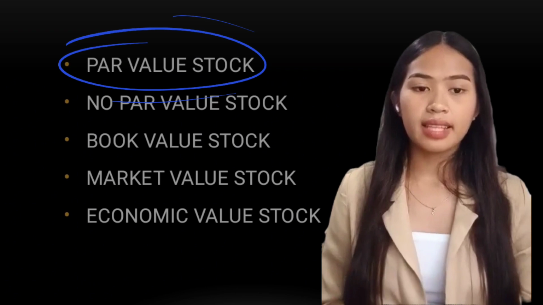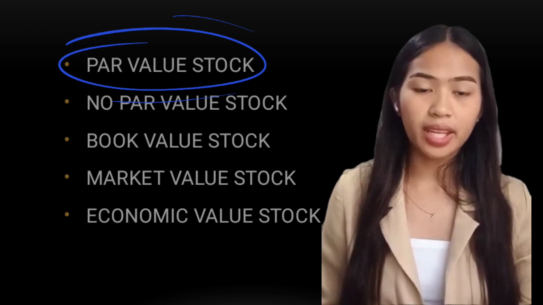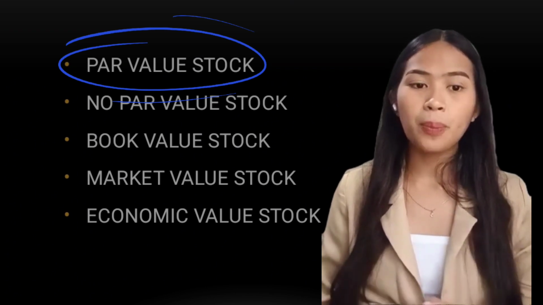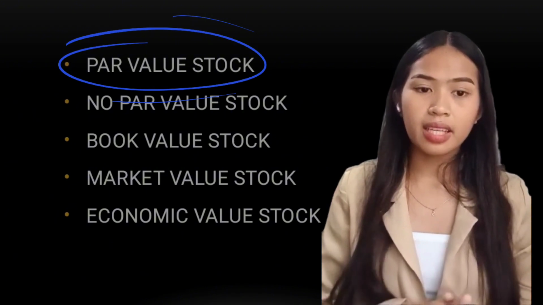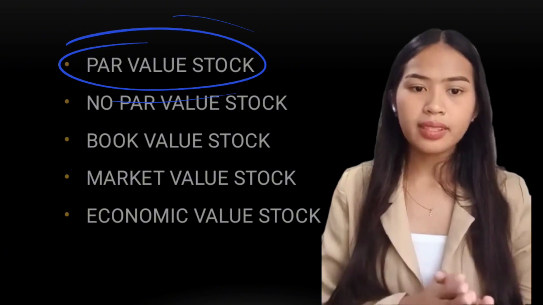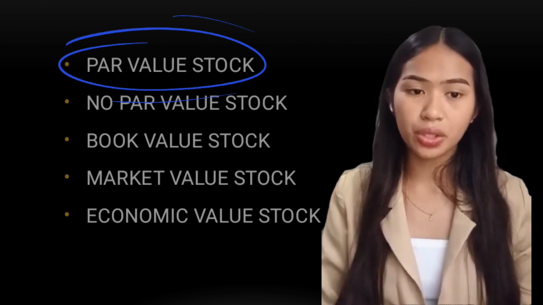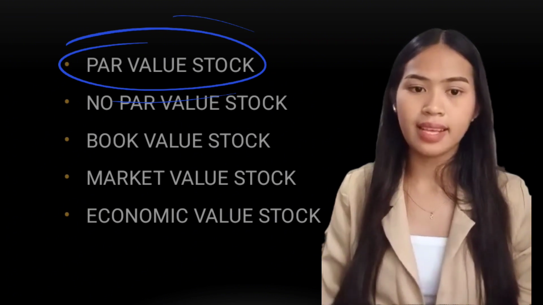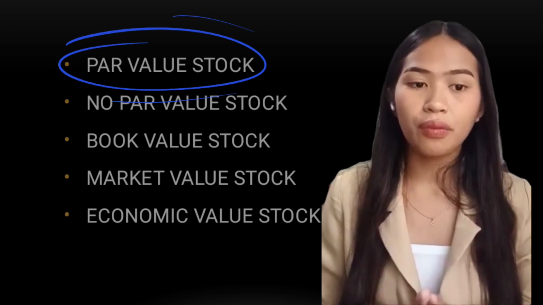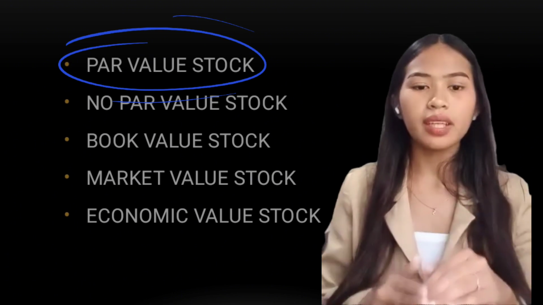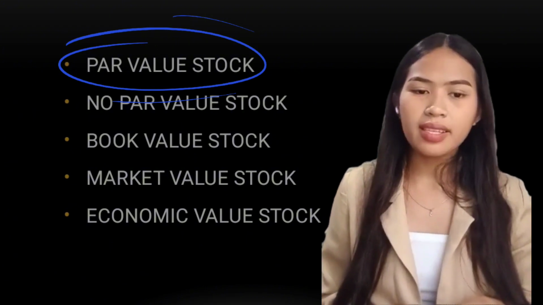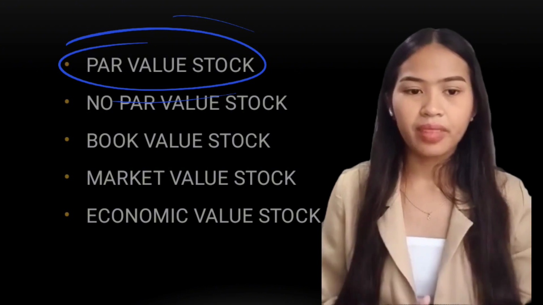Par value stock is like the price tag on a piece of clothing in a store. It's like the minimum price at which a company can sell its shares as stated in its corporate charter. Just like you can't sell a shirt for less than its price tag, a company can't sell its stock for less than its par value. Now, why is this par value important?